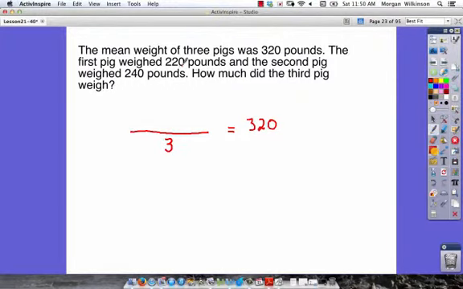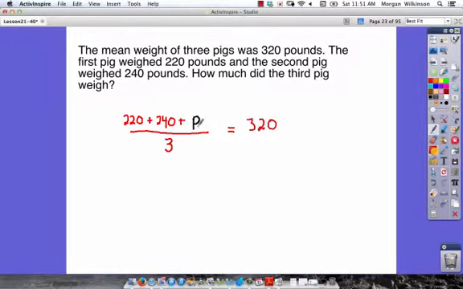The first pig weighed 220 pounds. So when we add up the weight of the pigs, that's the sum. 220. The second pig weighed 240 pounds. And we don't know how much the third pig weighed. So that's what we're trying to figure out. We'll call this plus P for the third pig. So if we want to figure it out, well, what we know is that 220 plus 240 plus some number divided by 3 equals 320.